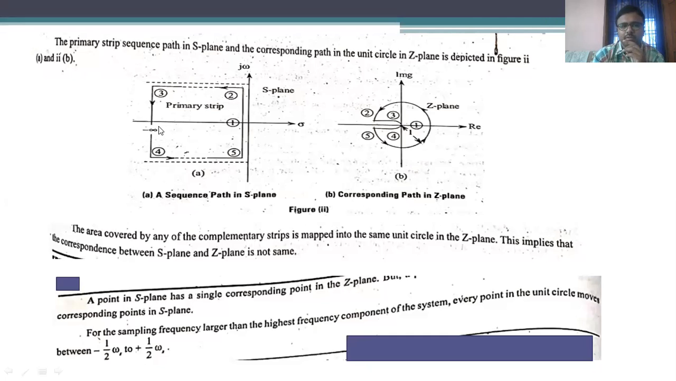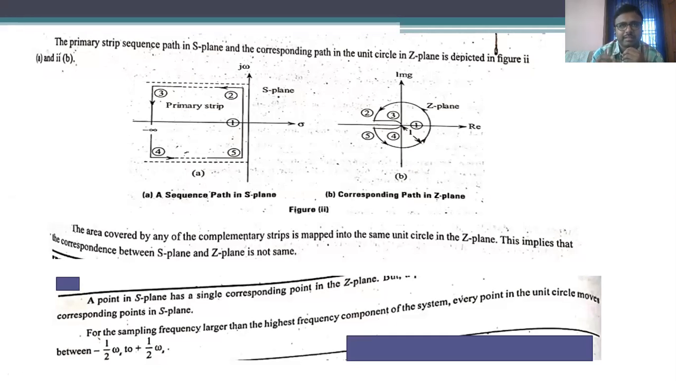Let us suppose all the poles are presented on the left hand side portion of the S plane. But with respect to the z plane, two poles are going to be placed outside the unit circle. Why? Because with respect to the complementary strips, let us suppose pole number 4 and pole number 5 correspond to the complementary strips.